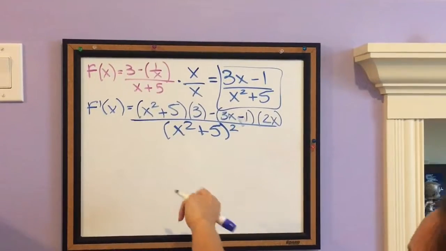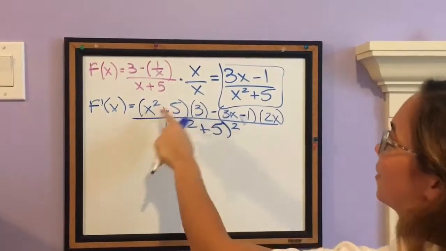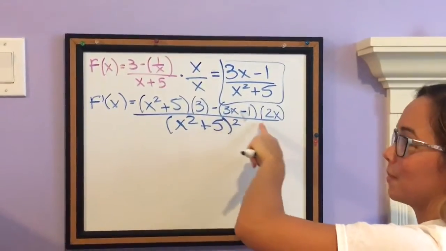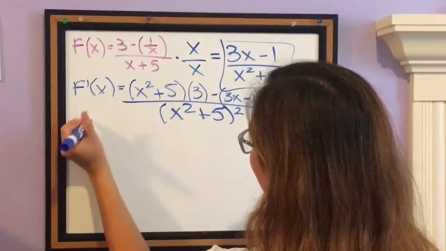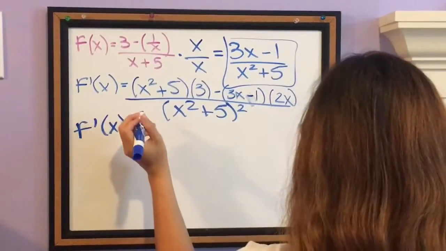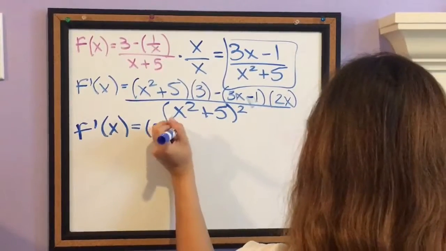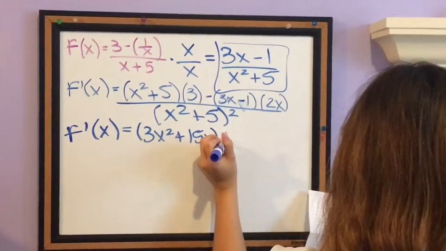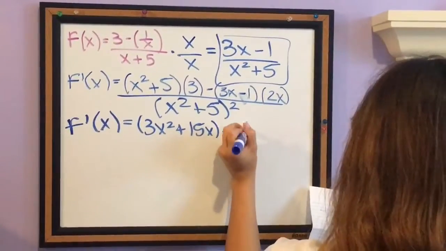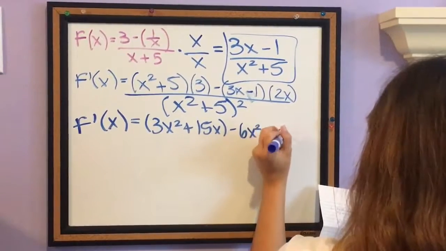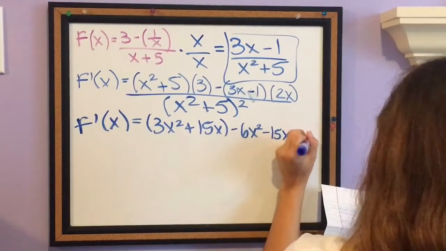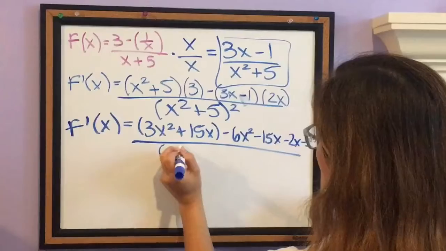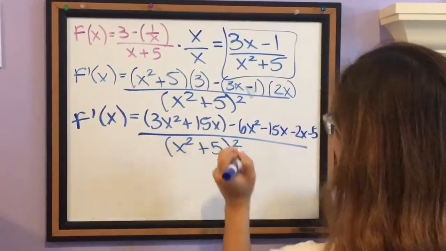and then once you get here, you can just start distributing the 3 into the x squared plus 5 and the 2x into the 3x minus 1. And once you simplify this down, it's going to equal 3x squared plus 15x, and you're going to get a minus 6x squared minus 15x minus 2x minus 5, and this will all be over the same x squared plus 5 squared.